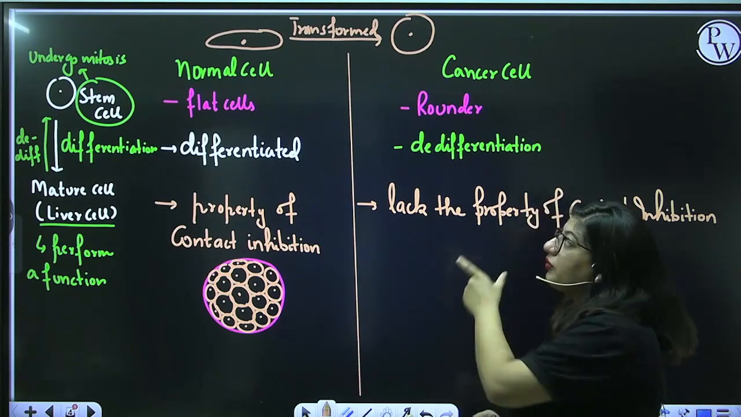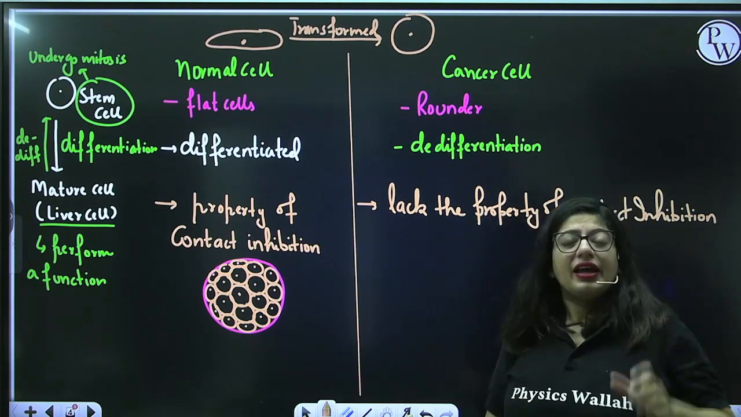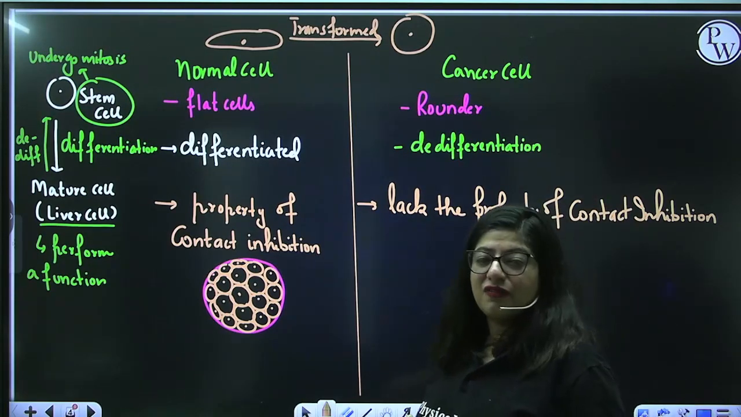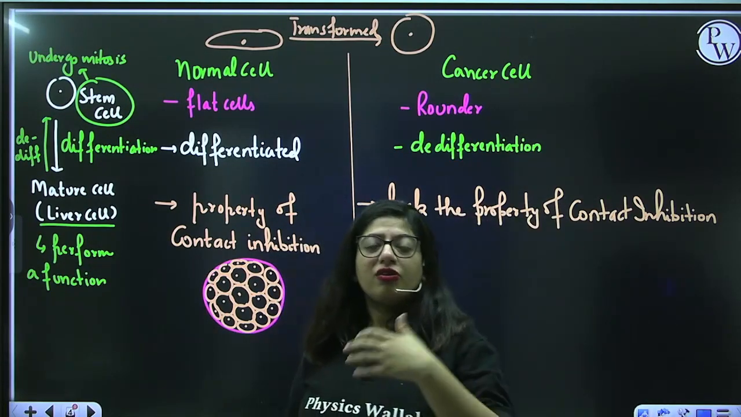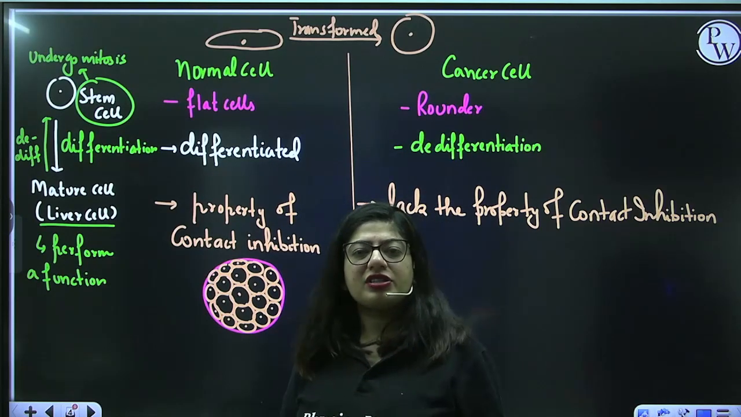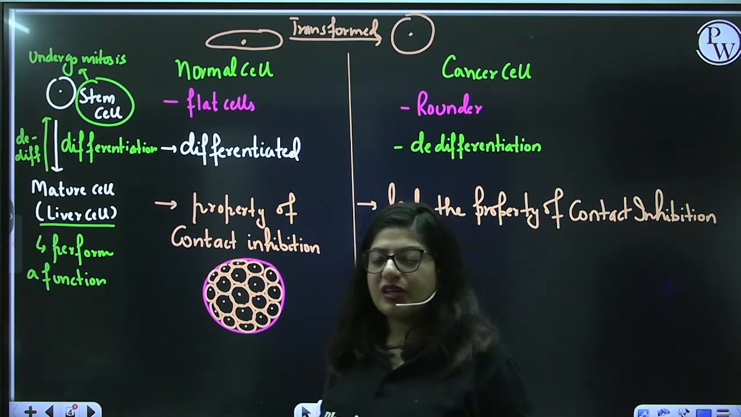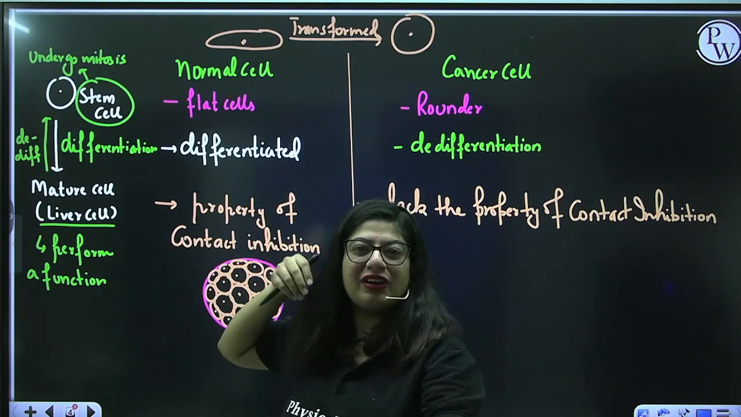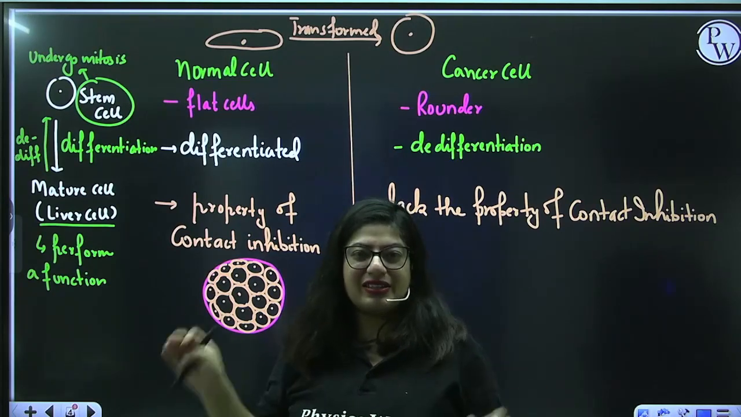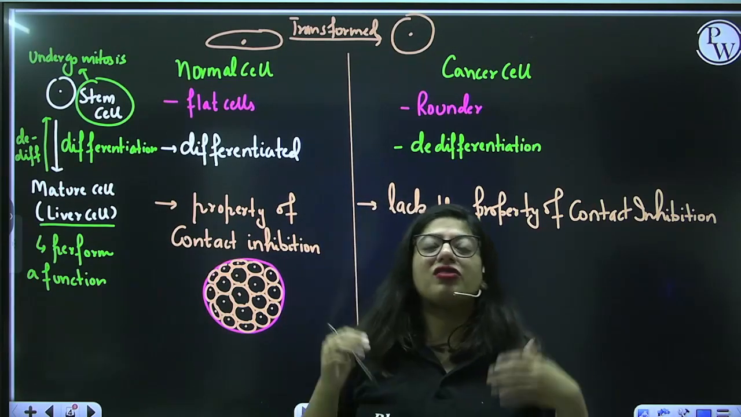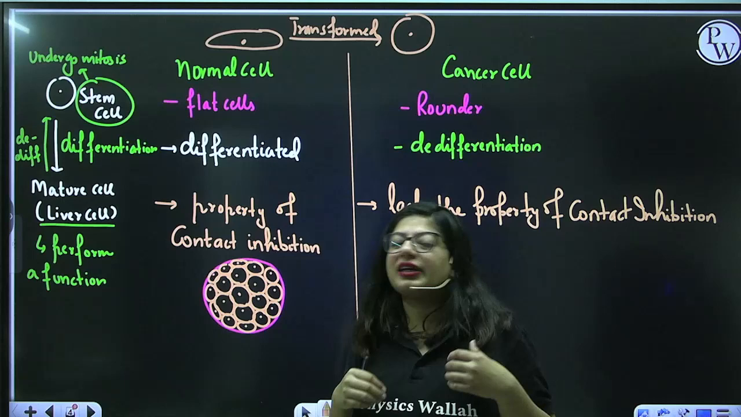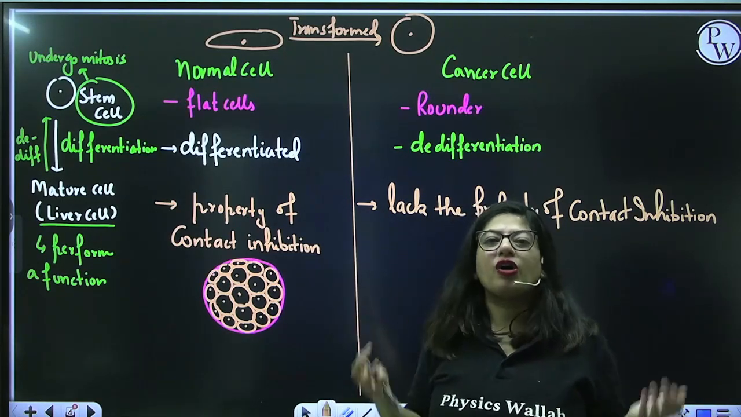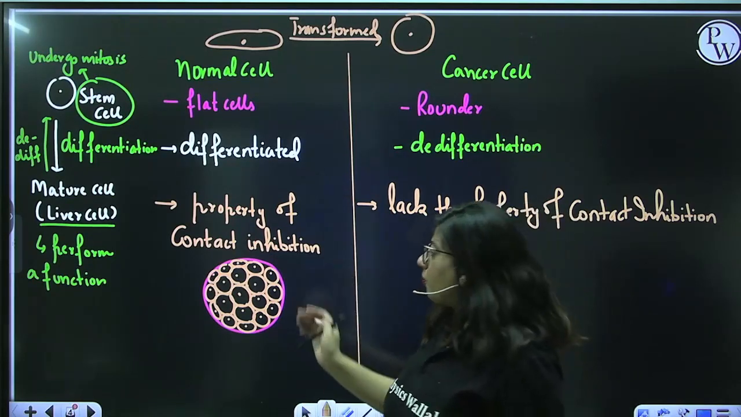What's in the case of this cancer cell? Cancer cell do not have this property. Imagine you are sitting in the same desk, which is a three-seater. Now you are not concerned with if anyone is touching you or not. Now you are asking 10 people to come, sit on the lap, sit on the head, sit on the front table, do whatsoever. That's how cancer cell behave. They have nothing to do with the overcrowding. They don't care if they're touching each other. The only thing they know is that they will keep on dividing, right? So that's a property of contact inhibition.